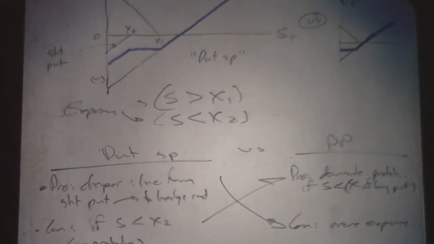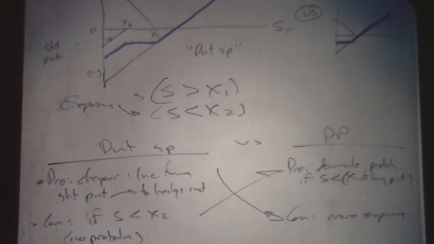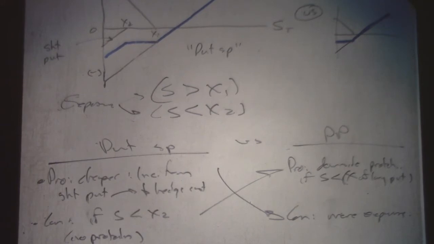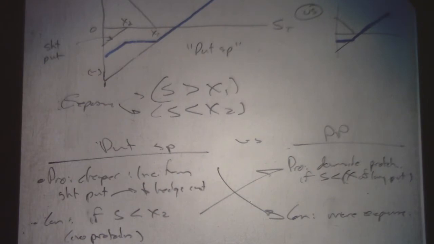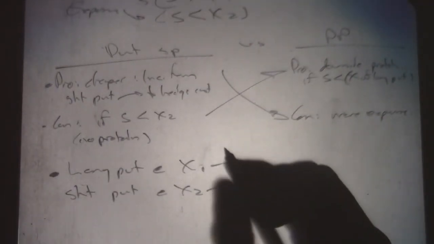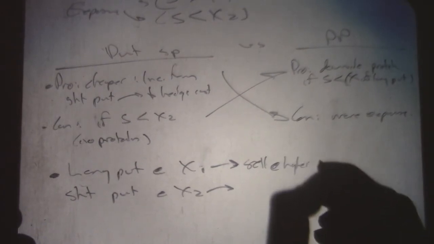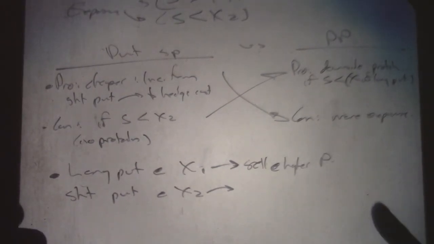So we're going to work this from the ground up, because on exam day, that's exactly what's going to happen. You're not going to memorize this. You're going to have to build it from the ground up. So first of all, puts. Am I buying or selling? A put is a right to sell. Is X1 higher or lower? Higher. So sell at a higher price.